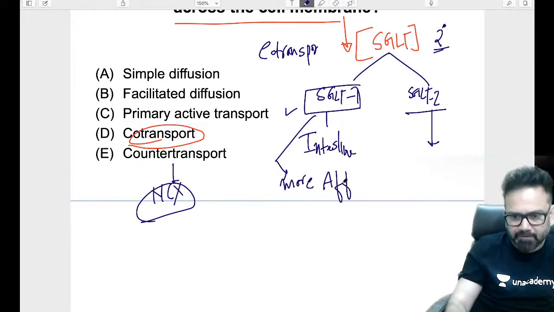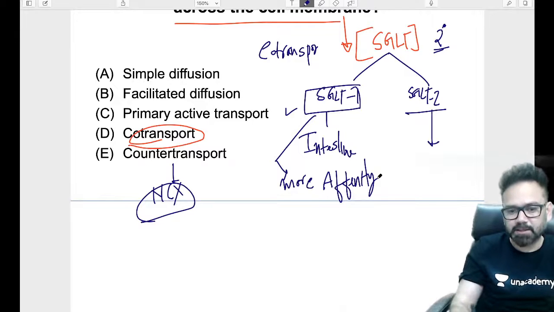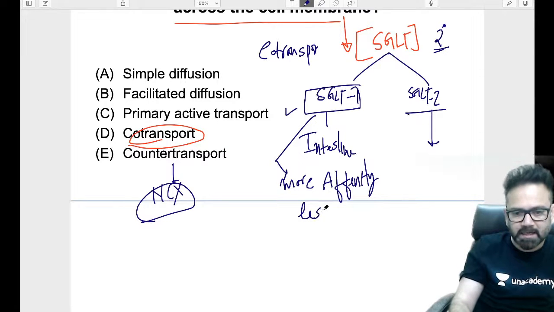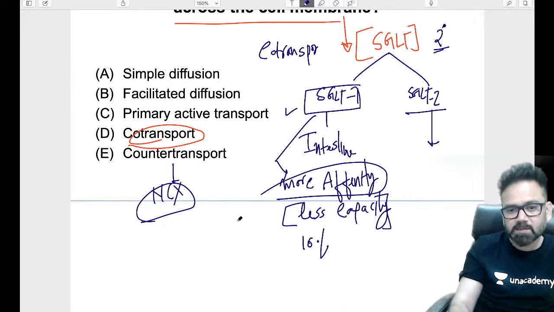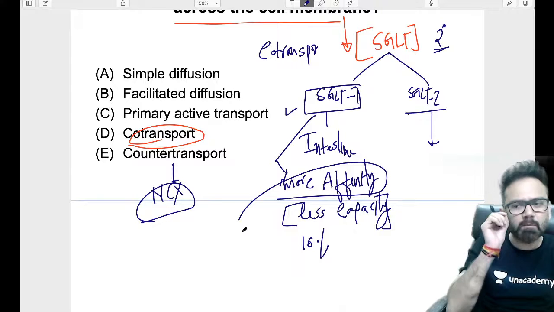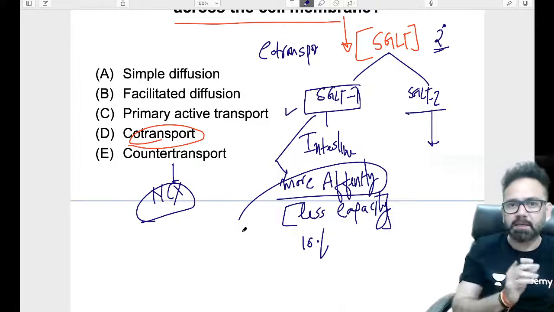1 has more affinity. That is why it is present in the S3 segment of PCT, and it has less capacity, only 10%. It reabsorbs only 10% of glucose. So capacity is less, of course, but affinity is very high. It does not allow a single molecule of glucose to pass from PCT.